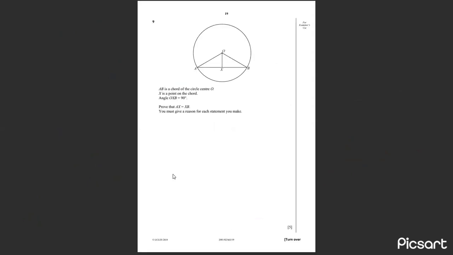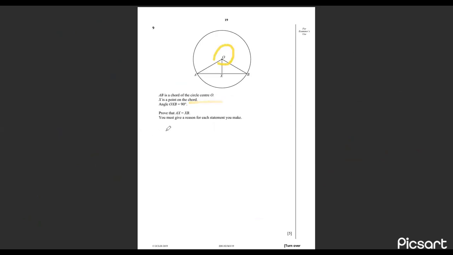Here we have AB is a chord of a circle with center O. X is a point on the chord AB. Angle OXP is equal to 90 degrees, so that's a right angle triangle. For sure, we're going to use Pythagoras here.